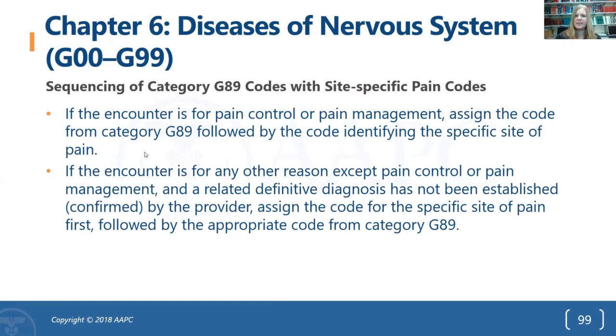If the patient is being seen for pain control or pain management, you would assign the code from the G89 categories first, followed by the codes that identify the specific site of pain. However, if the encounter is for any other reason and a definitive diagnosis has not yet been confirmed, you would assign the code for the specific site of the pain first, followed by the code from the G89 series.